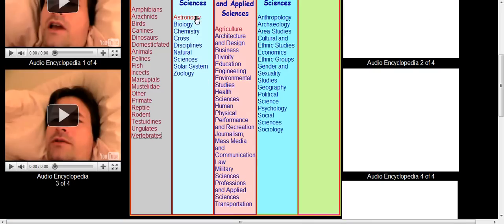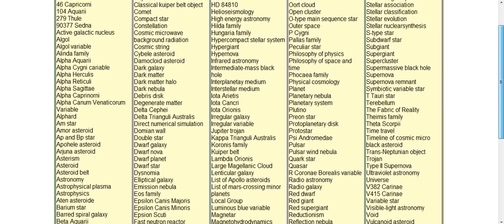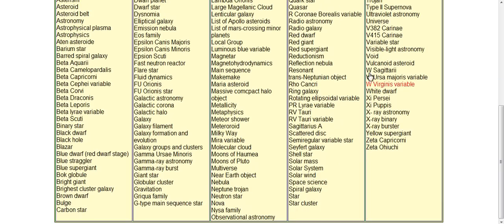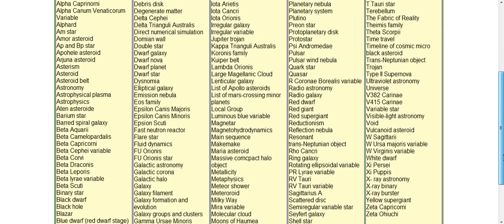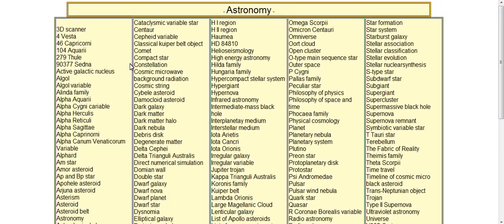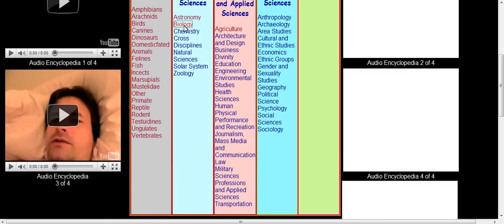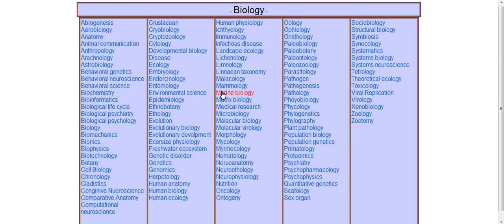Okay, so sciences. All different kinds of sciences. Let's see, we have astronomy. Oh my God, look at all the different things in astronomy. Whoa, you got magnetohydrodynamics. Okay, so I guess I have the sciences and the astronomical objects on the same page. So maybe I'll change that, but the scanner, horn star, supergiant, hypernova. I'll divide that up later, but astronomy is a big subject, as you can see.